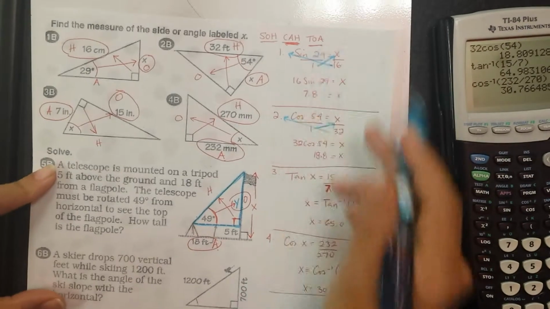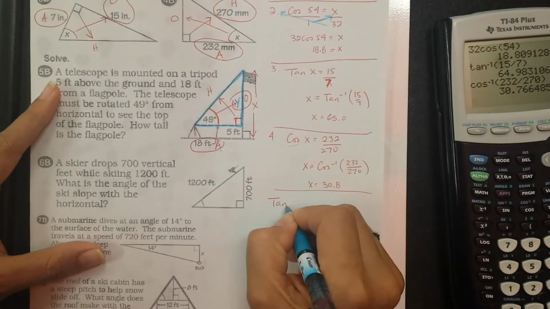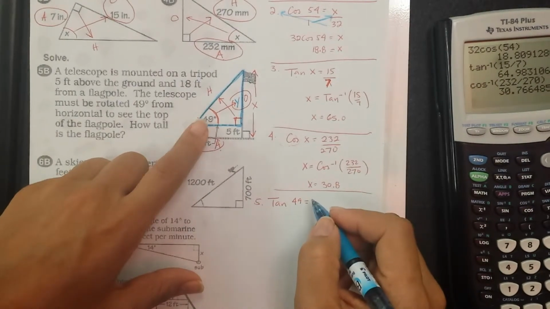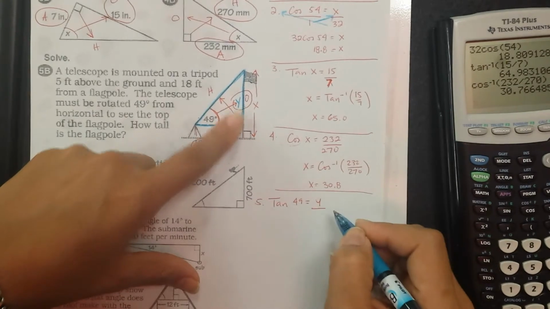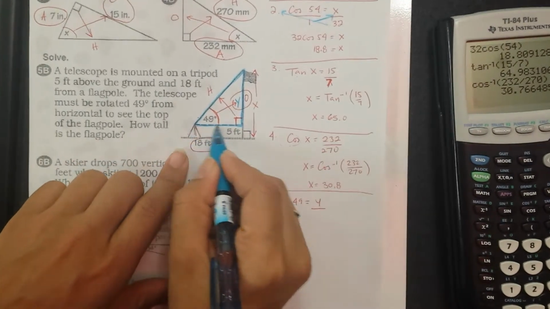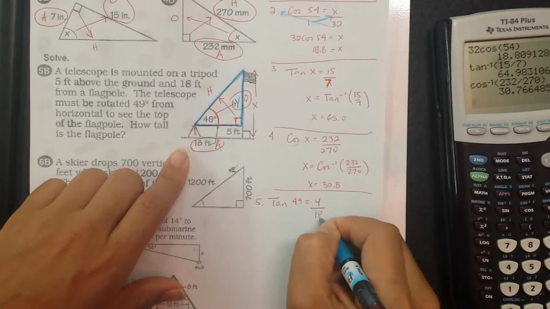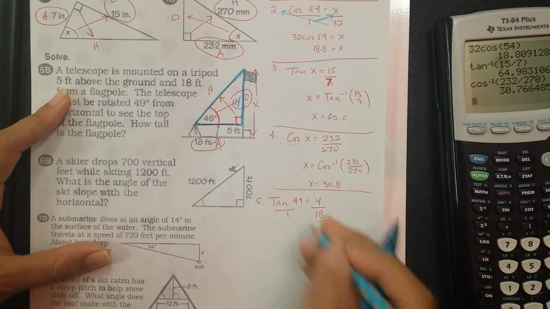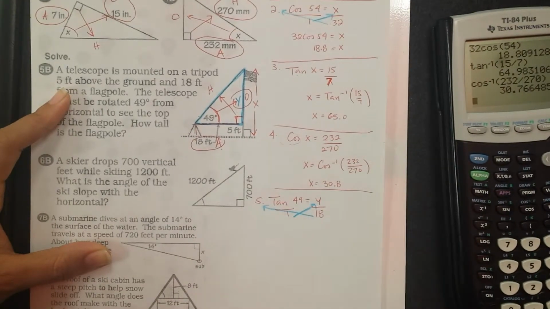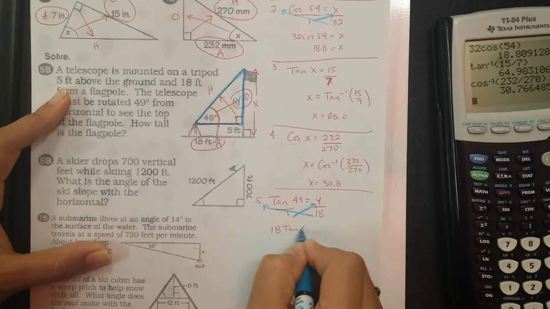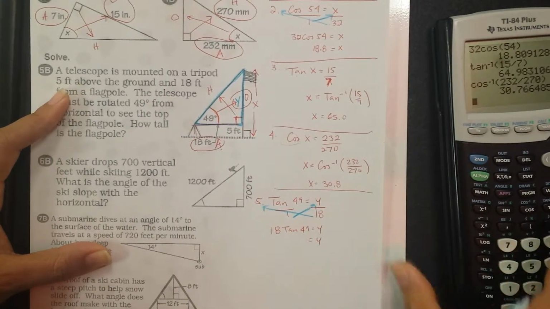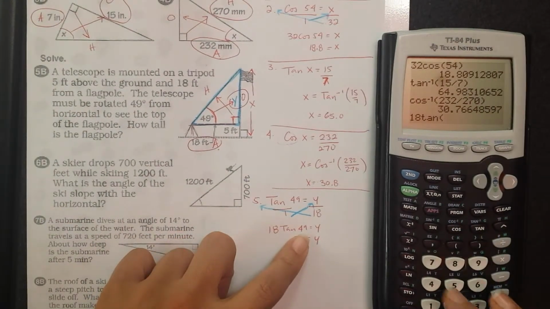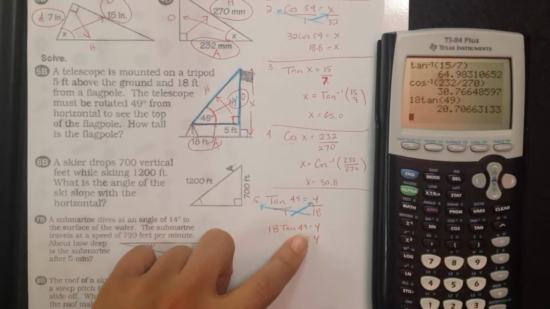T-O-A. So tan of the angle, which is 49, equals, this is question 5, equals opposite, which I've labeled Y, over adjacent, which again is 18 feet. This distance right here is 18 feet. Get Y by itself, so I have to cross multiply. Make sure you put it all the way at the front so that you don't make any mistakes. 18 tan 49 equals Y. Y equals. All right, so then you go 18 tan 49. Close parenthesis, enter.